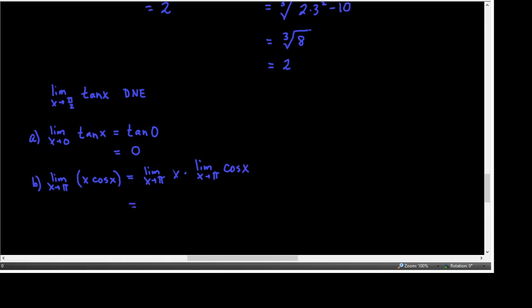Of course, since x is a polynomial, we just substitute and we get pi. And we'll try to substitute into cosine with pi, cosine pi. And as long as that's a good number, we're good to go. And the cosine of pi, of course, is -1. Pi times -1 is the opposite of pi.